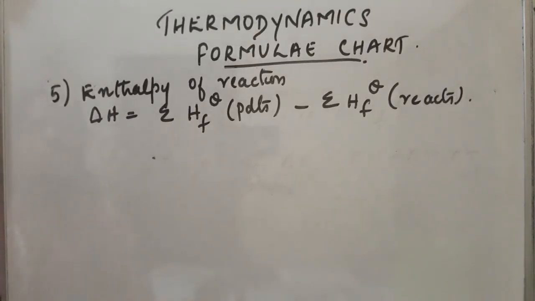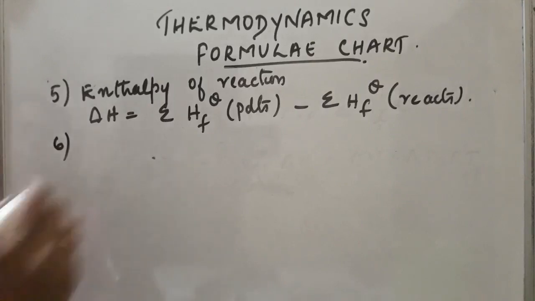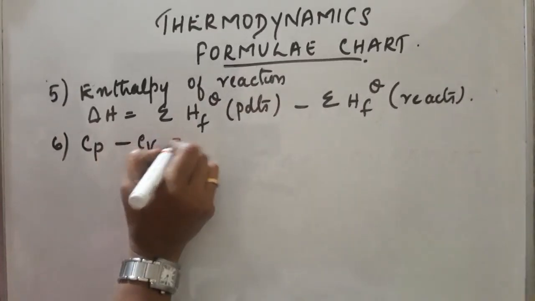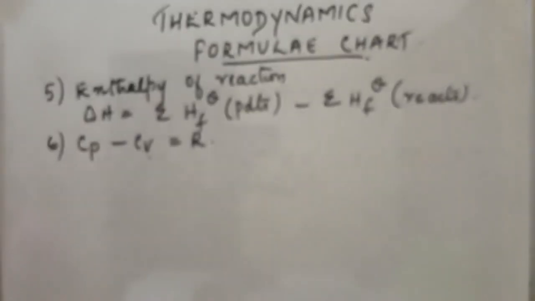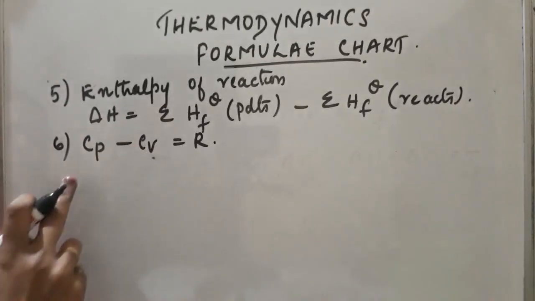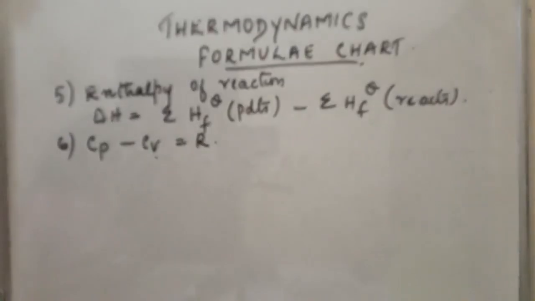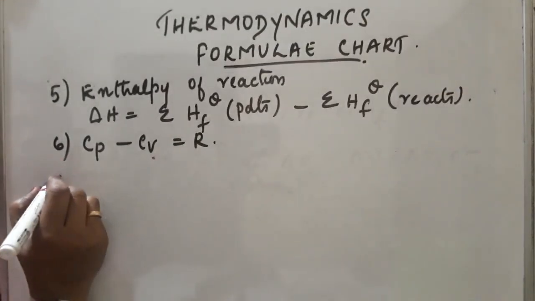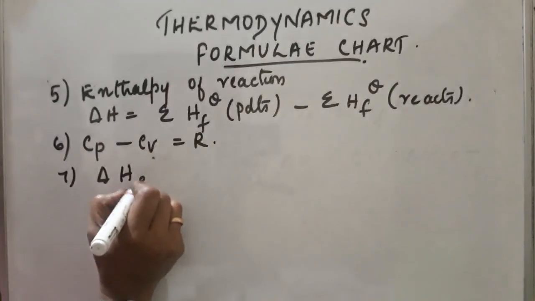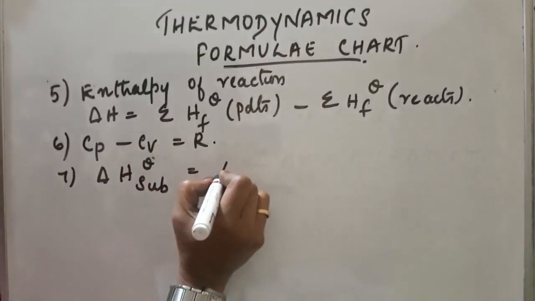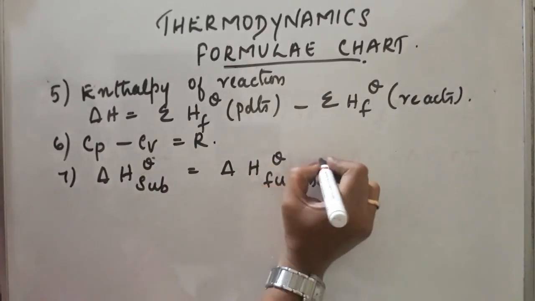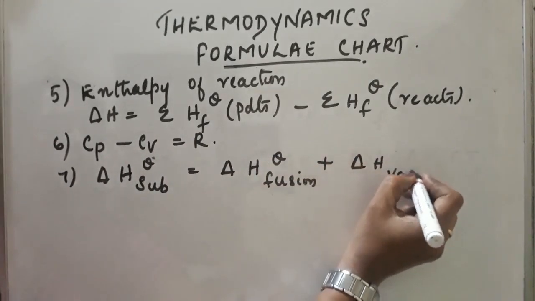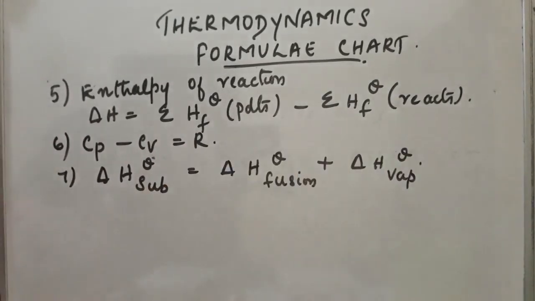Now, next one, Cp minus Cv equal to R. Cp represents heat capacity at constant pressure and Cv represents heat capacity at constant volume. Their difference will be equal to a constant R. Also, delta H sublimation at standard state will be equal to delta H fusion plus delta H vaporization. Okay, this is another formula.